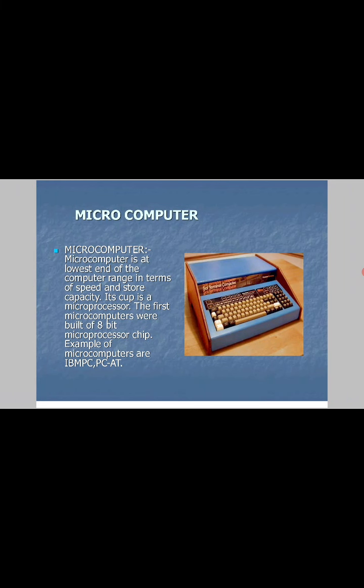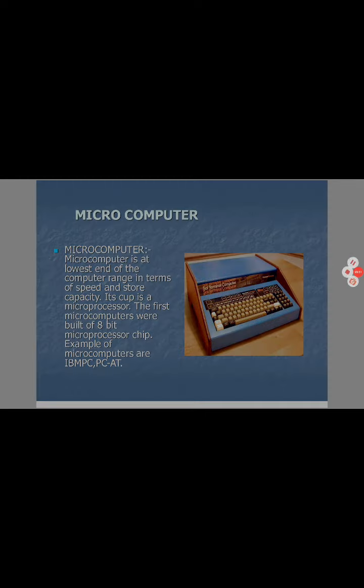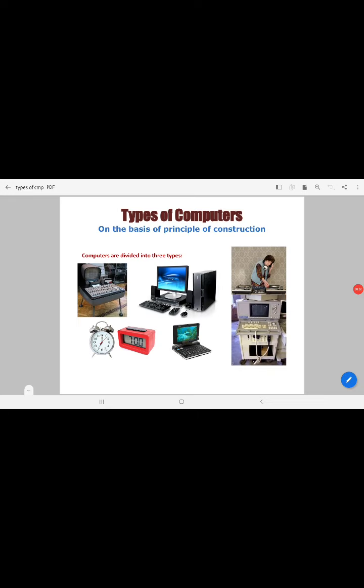Microcomputers. So based on the size of a computer, generally computers are classified into different types. So what are the different types of computers?